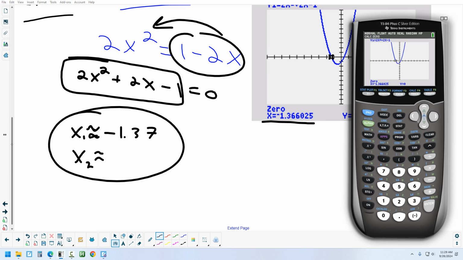All right, can somebody walk me through how I find my other root in this graph? What do I have to do?